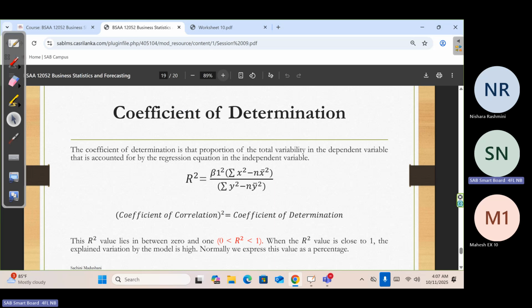We have price and quantity demanded. Okay, two variables. Price is the independent one, quantity demanded is the dependent one. Then assume we calculate the coefficient of determination using the price and the quantity demanded. It gives a value. This numerical value represents what proportion of quantity demanded is explained by the price.